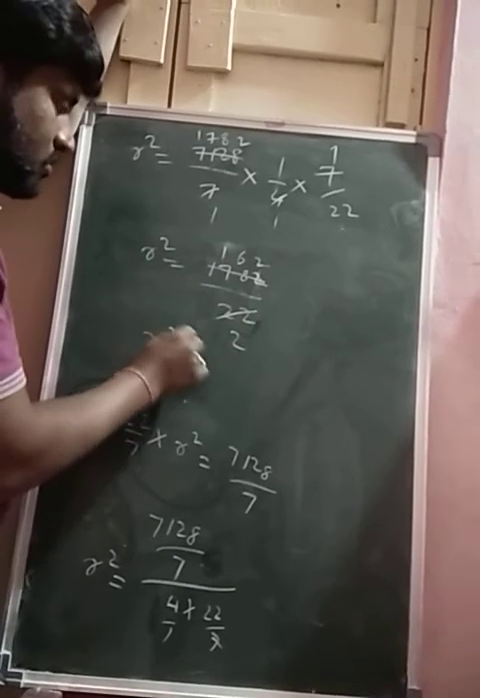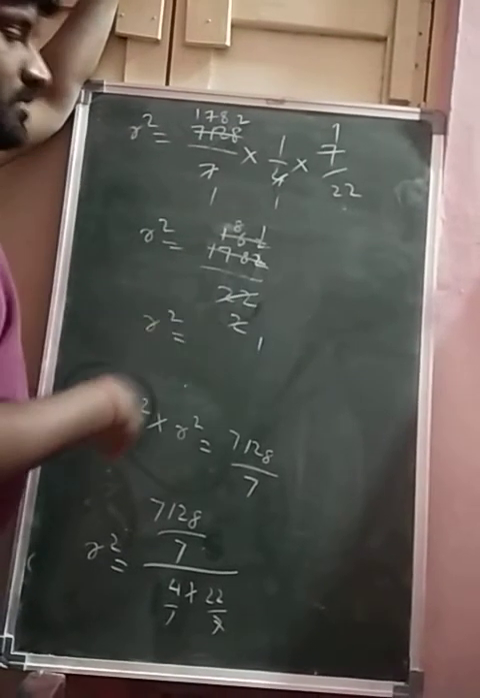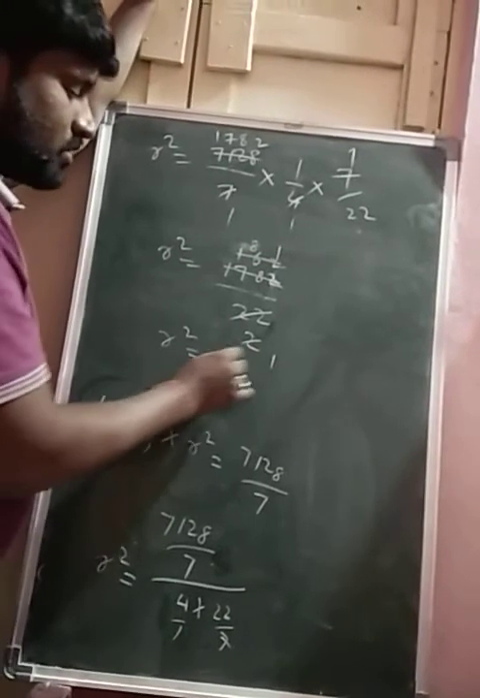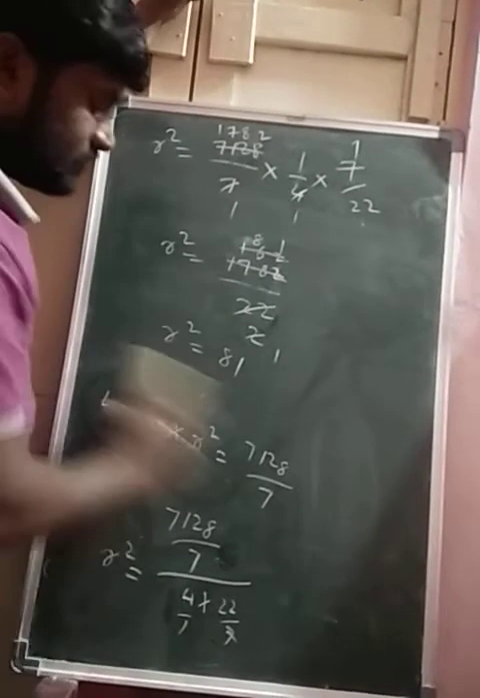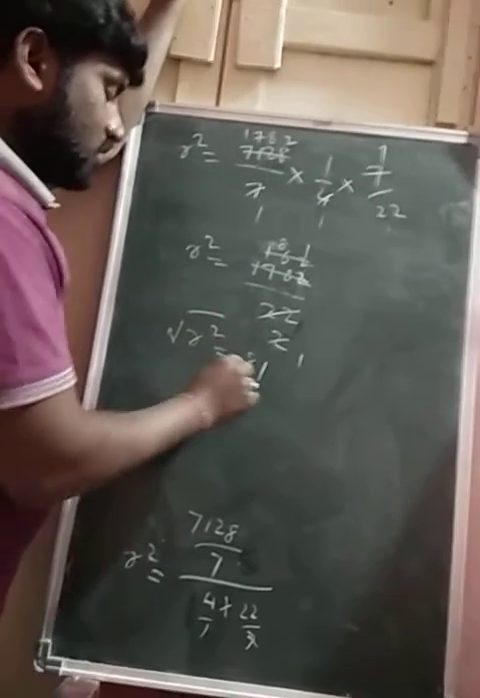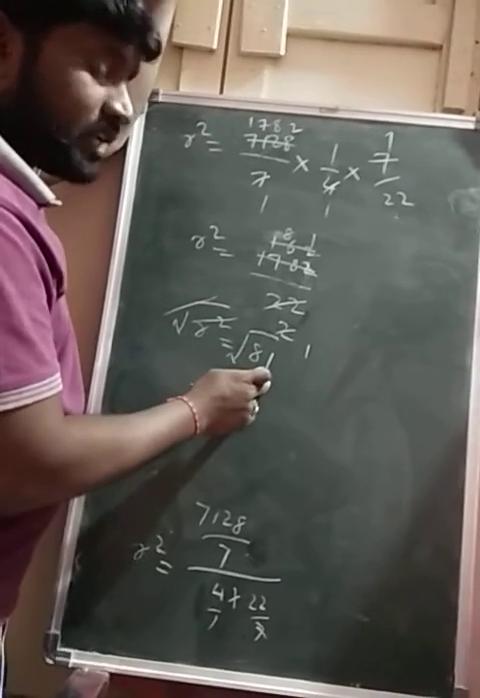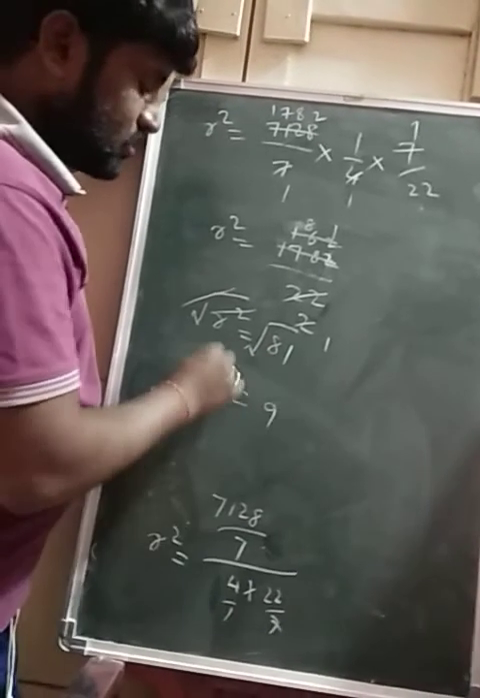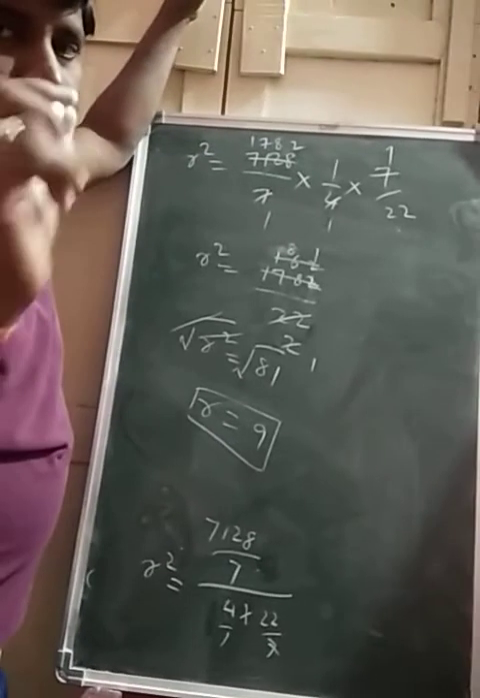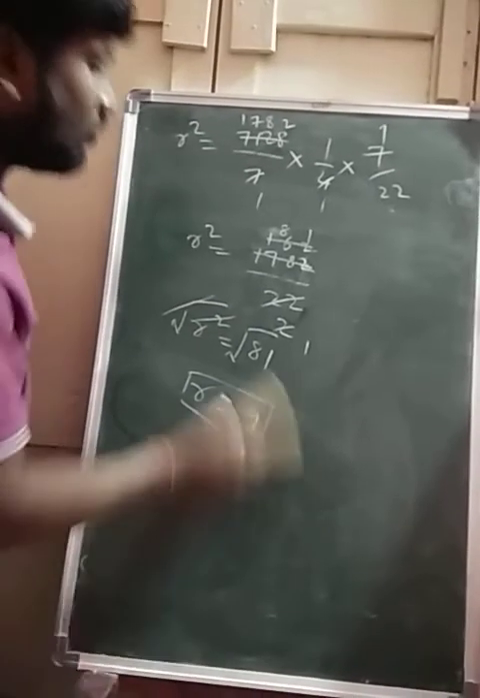Now R square is equals to 2 1s are 2, 8 1s are 8, 2 8s are 16, 2 1s are 2. R square is equals to 81. Okay, so then we can write, applying square root on both sides. Then what happened? Square root cancels. R is equals to root 81 means this is 9. So the radius of a sphere is equals to what, Nana? That is 9 centimeters.